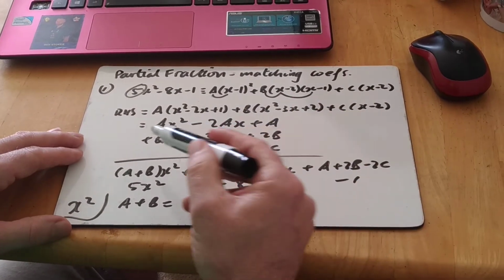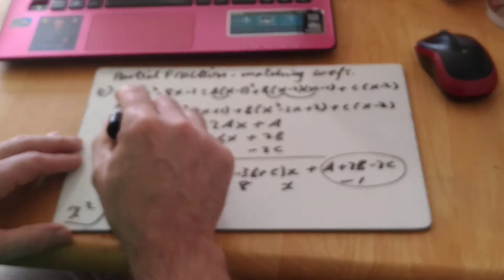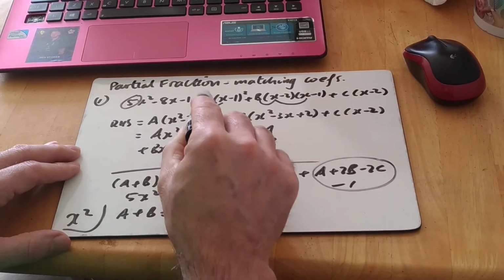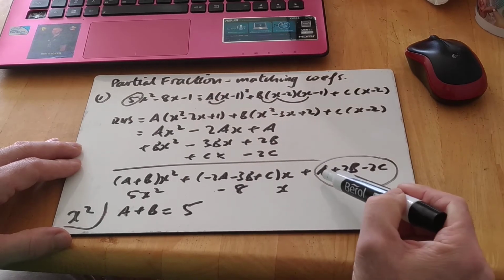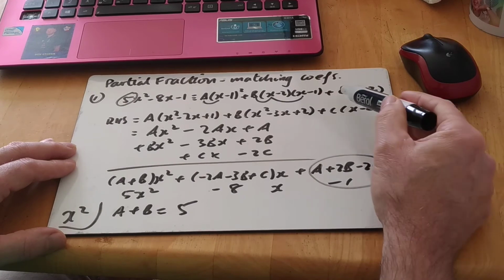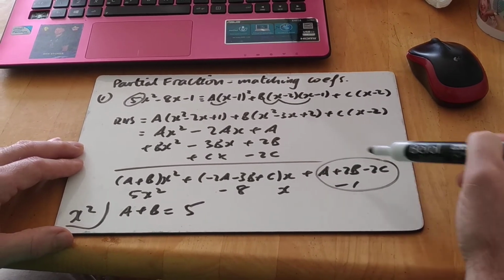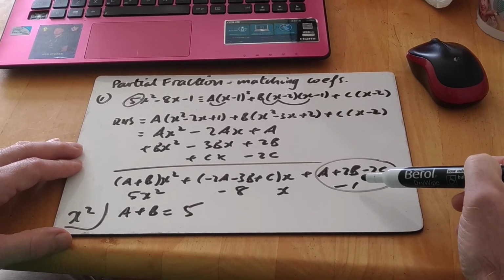Similarly, if you stick in x is 0, that's really matching up the constant coefficient there. When you stick x is 0 in, you get minus 1 there. You get a times minus 1 squared, that's the plus a, b times minus 2 times minus 1, which is plus 2b, and c times minus 2, which is minus 2c. And if you've got what a and c are, you can use that to find the value of b.